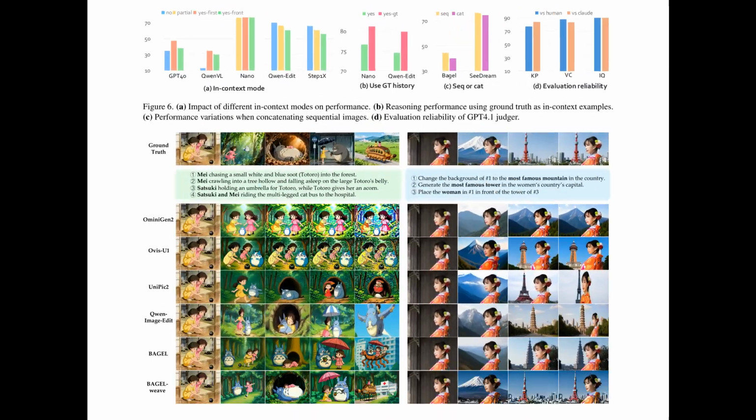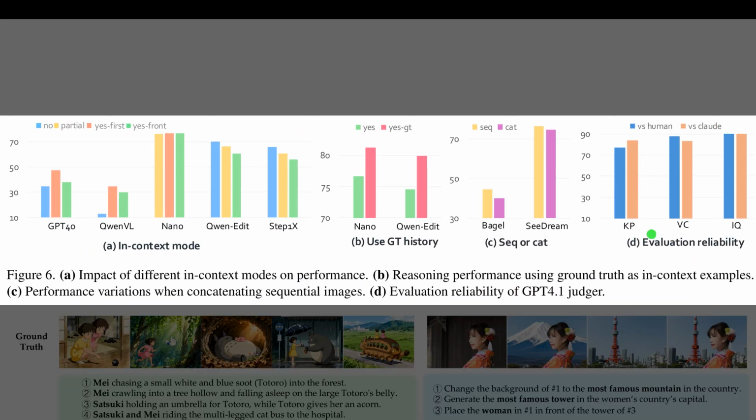Figure 6 shows how, in context, information changes performance across models. Comprehension benefits from history because the added context guides reasoning rather than distracting it. Some open-source editors degrade as more turns are added, which suggests their localization struggles with longer narratives. Using ground truth examples as part of the context lifts reasoning quality for all systems. Sequential image input outperforms simple concatenation, and the judge aligns well with human ratings, reinforcing reliable evaluation.